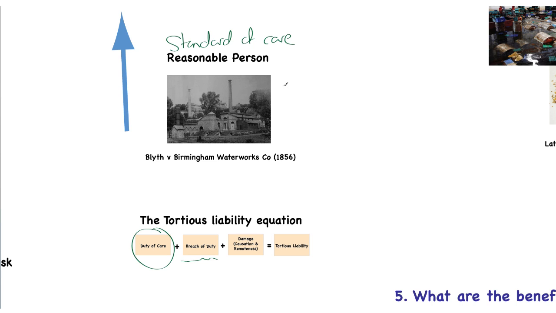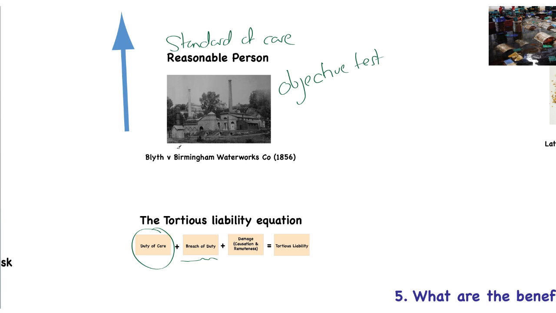Now that's what we mean when we refer to an objective test. Is that what would everybody else do in that situation? If everybody else would do the same thing that I have done, then I've behaved in accordance with the reasonable person and I have completed my standard of care. If the way in which I carry out that task is less than the way everybody else would carry it out, I have fallen below the standard of care of the reasonable person.